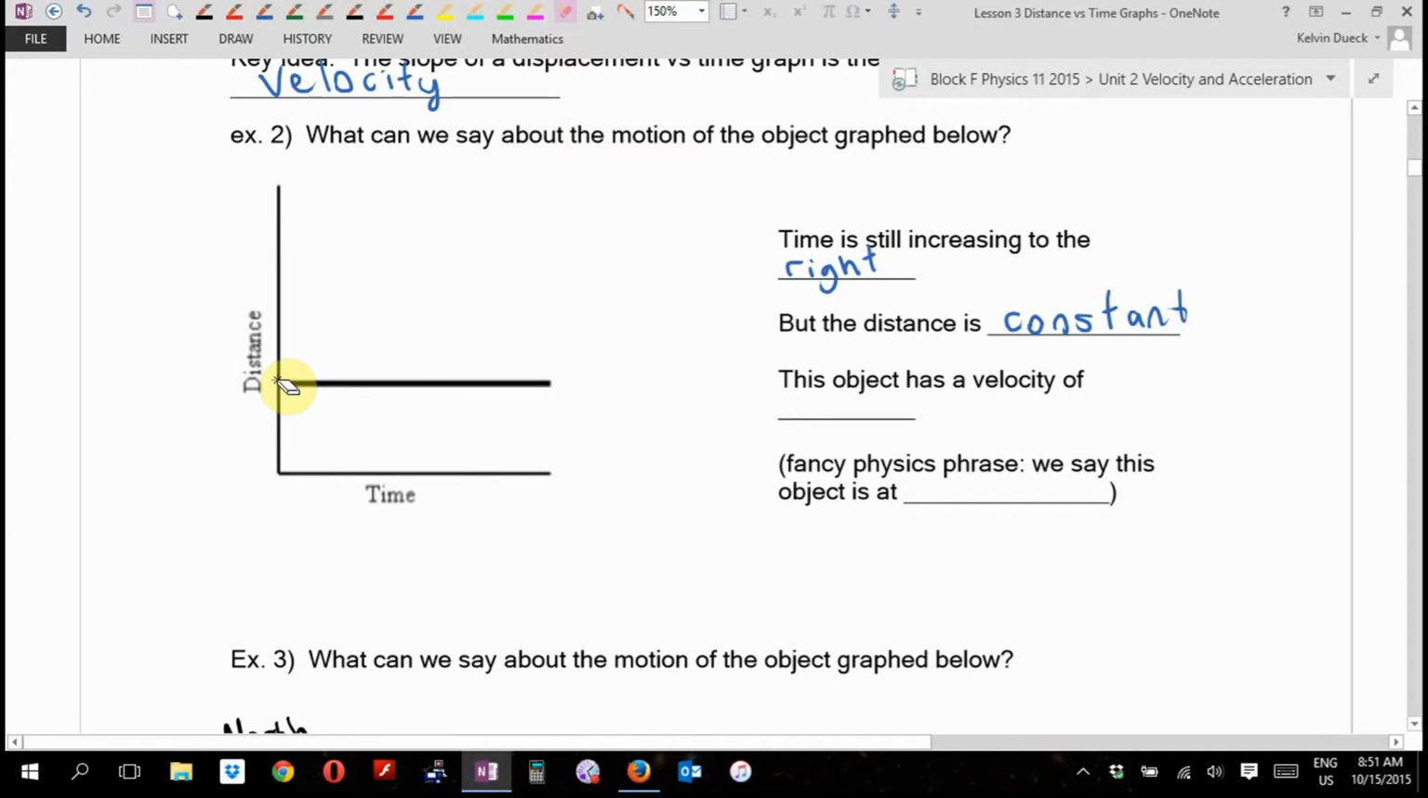So if you're always 5 meters away from where you started, what's your velocity? What's your speed? What's the slope of this graph? As a number, what's the slope of this? 0. The slope of a distance versus time graph is the speed or the velocity. I said velocity in this question. Since you're not going anywhere anyhow, speed and velocity would be identical because there is no direction when you're at rest. Okay? Fancy phrase, we say this object is at rest.